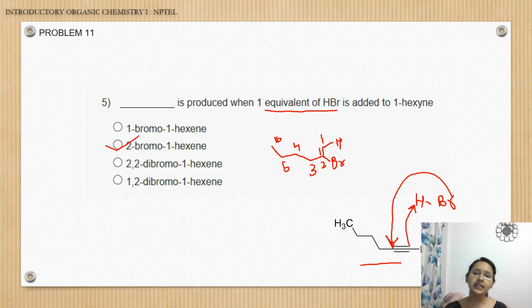But if you have excess of HBr, then another Br will get attached here, and instead of an alkene you will have an alkane. So in this case you will get 2,2-dibromohexane, right? But because one equivalent of HBr is present here, you have the limited addition, that is one addition. So you are getting this 2-bromo-1-hexene instead of the 2,2-dibromohexane. Fine.